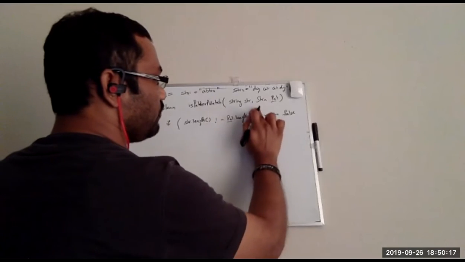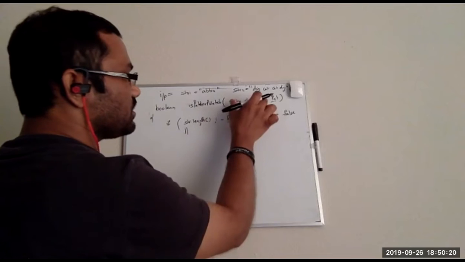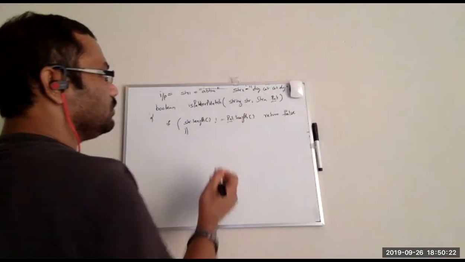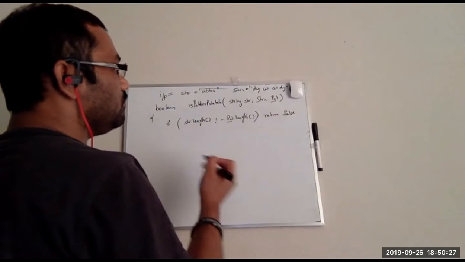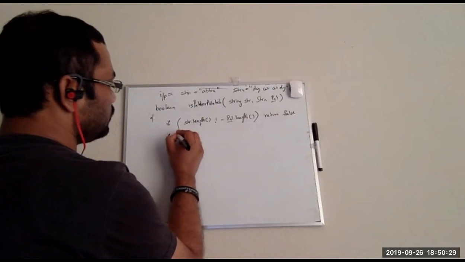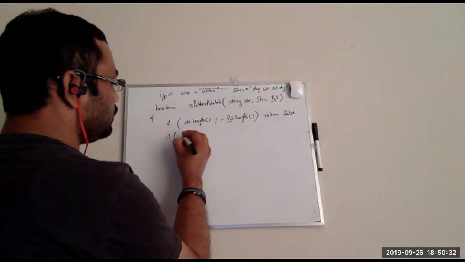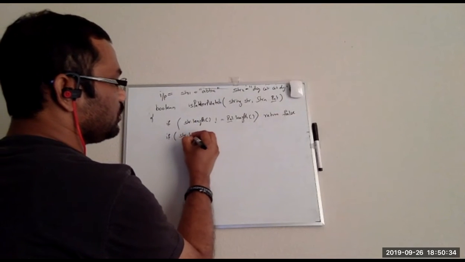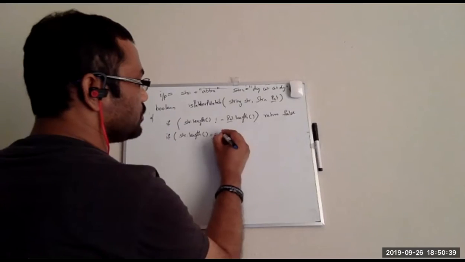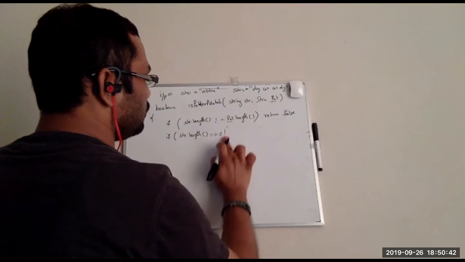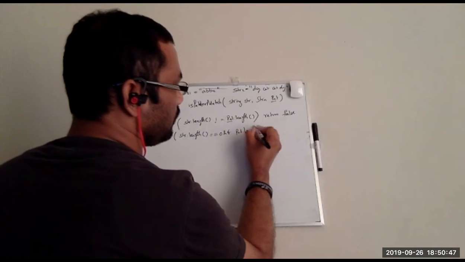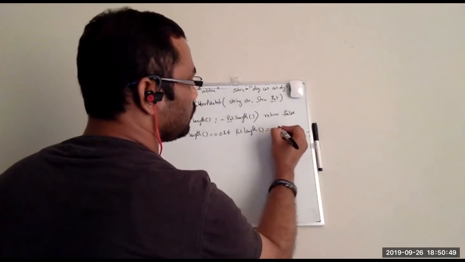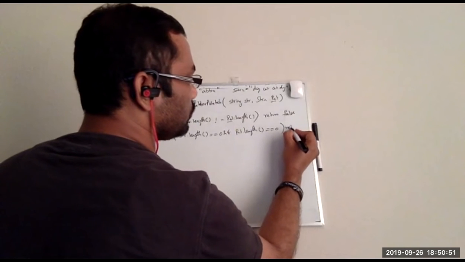We may have one more edge condition, like both string values are equal to 0. That's fine, right? So we just check string dot length equal to 0 and pat dot length equal to 0, then we'll return true.